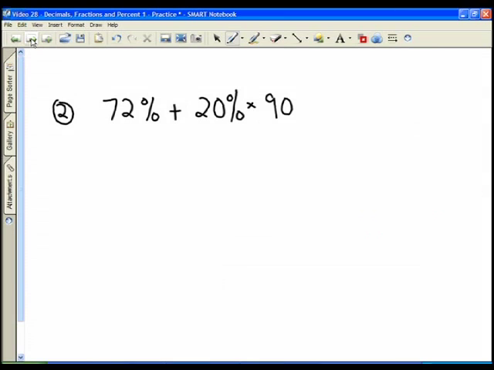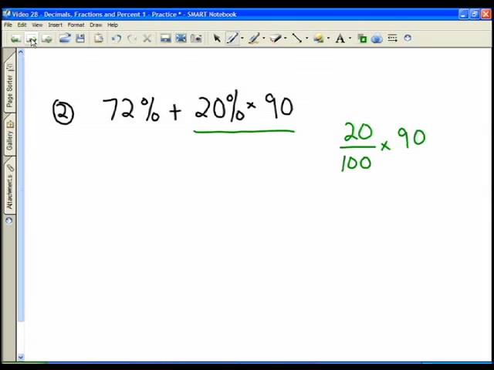In our second problem here, now we're going to add some math. We want to add 72% to 20% times 90. And you have to be a little careful here. I put this question in just to see that you know how to deal with percent. Well, first of all, we're going to have to do our order of operations first. So the first thing we're going to have to do is our multiplication here. So 20% times 90 is 20. And percent means over 100, so it's 20%, which is 20 over 100, times 90.